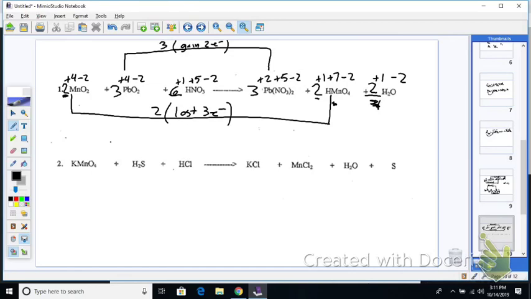Now oxygen should balance, hopefully. So then you just count your oxygens and you hope they balance. Yeah, just count them up.